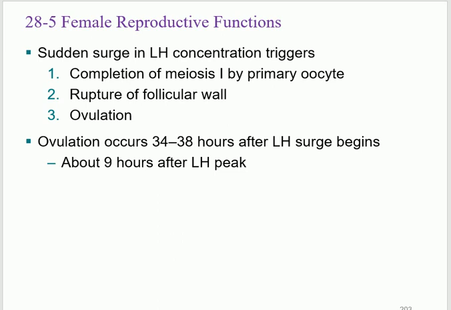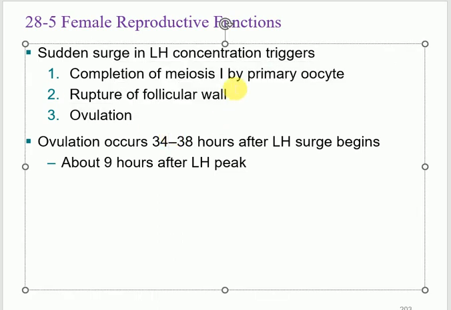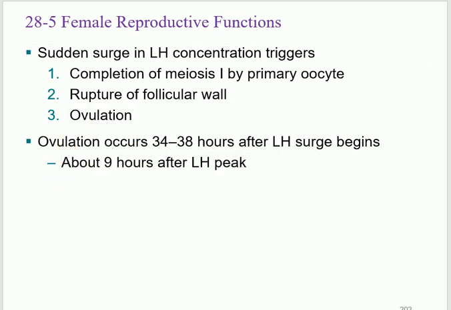So the sudden surge of LH is going to lead to increased pressure in the follicle. It will rupture, causing ovulation, and it will also lead to completion of meiosis one. Remember, we stopped at meiosis one in the primary oocyte, so it's going to continue after that. When exactly does this ovulation occur? About 9 hours after that peak of LH.